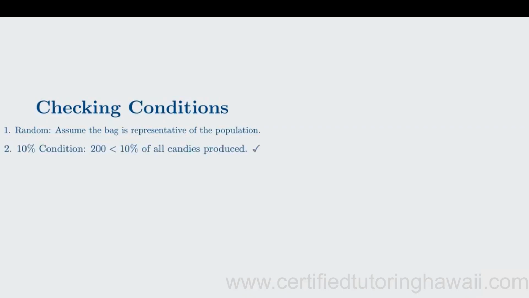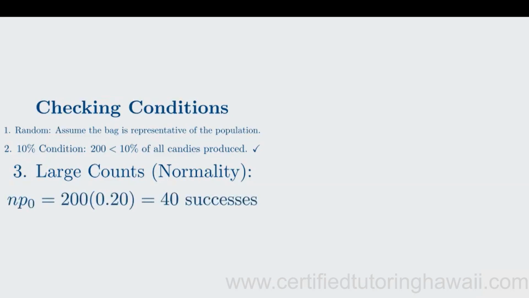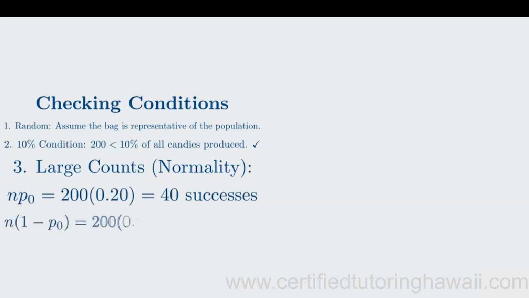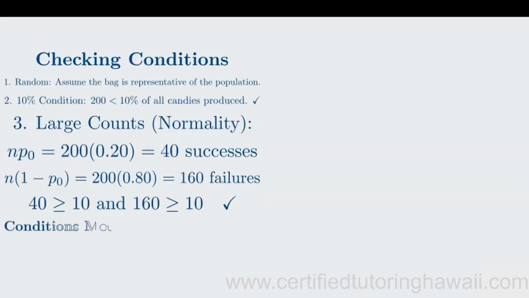Second, the 10% condition. Is the sample of 200 candies less than 10% of all candies produced? Yes. The company likely produces thousands of candies. Condition met. Third, large counts. We multiply the sample size 200 by the null value 0.20. 200 times 0.20 equals 40 successes. 200 times 1 minus 0.20 equals 160 failures. 40 is greater than or equal to 10, and 160 is greater than or equal to 10. Both are greater than or equal to 10, so the normality condition is satisfied. This means we are clear to proceed with the z-test.